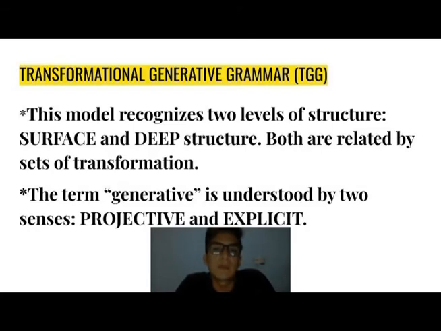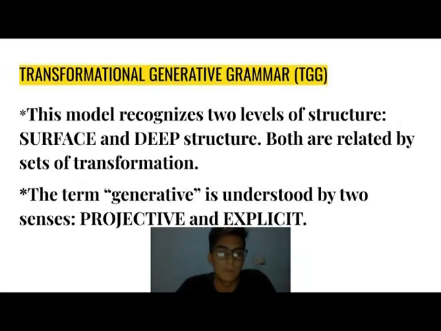Projective refers to not only actual sentences, but also potential sentences. What is more, the grammar not only decides whether a given combination is grammatical or not, but also provides a structural description. And about the explicit, we can say that it is explicit because it says which sentences are possible in a language by specifying them.